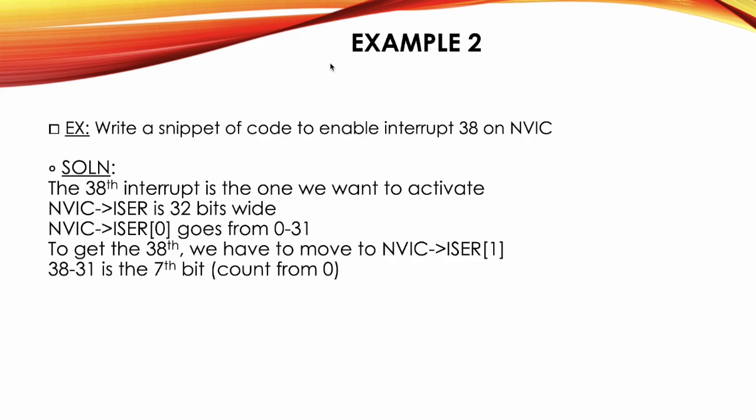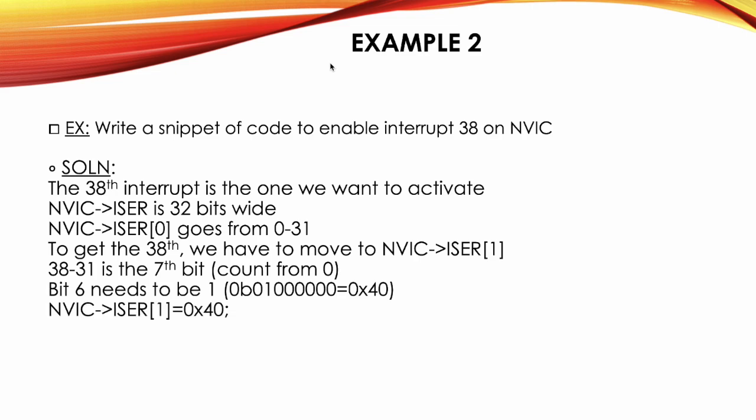Then I take 38 minus 31, since 31 is the highest number that ISER 0 can do, and I get 7. I count up from 0, so the 0th bit is the first bit. As I move up, that means bit 6, which is the 7th bit from the right, is the one that we need to set. If I write that in hex, that's 0x40.